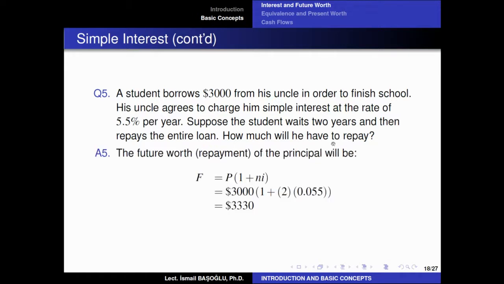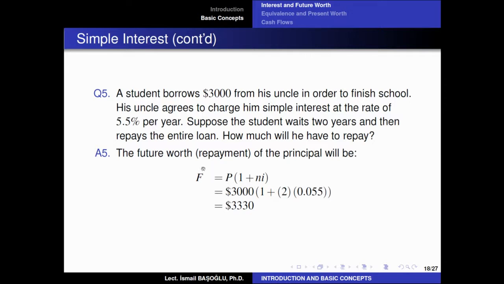Now, according to this question, the principal amount is 3,000. The interest rate as decimal per year is 0.055. Remember now, we do not use the percentage interest rates in the formula. We always convert it to decimal, and the decimal representation of this interest rate is obtained by dividing 5.5 by 100, which is 0.055. And the number of interest periods that the student is being subject to is 2 periods. So 2 years at 0.055 simple interest.